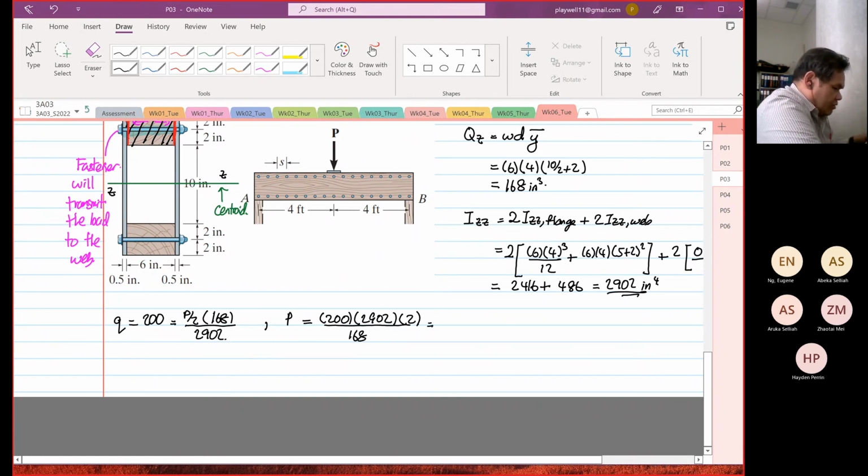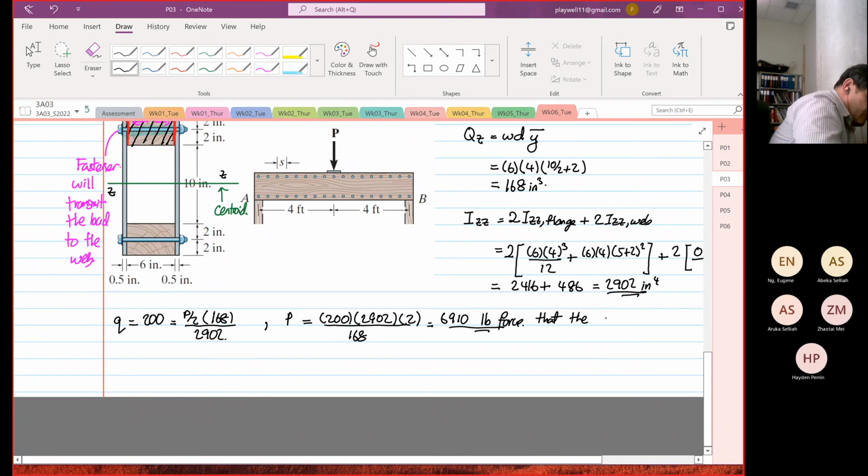Okay? It's not difficult at all. So 200 times 2902 times 2 divided by 168 is equal to 6910 pound force. That is what the fastener or the joints can withstand.